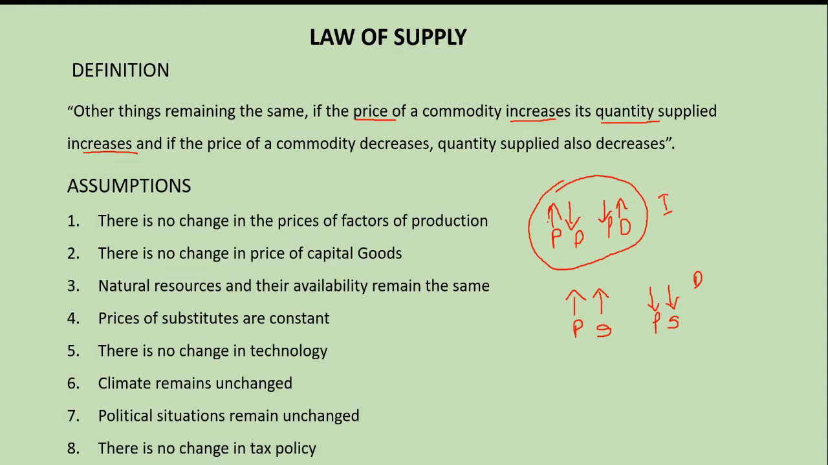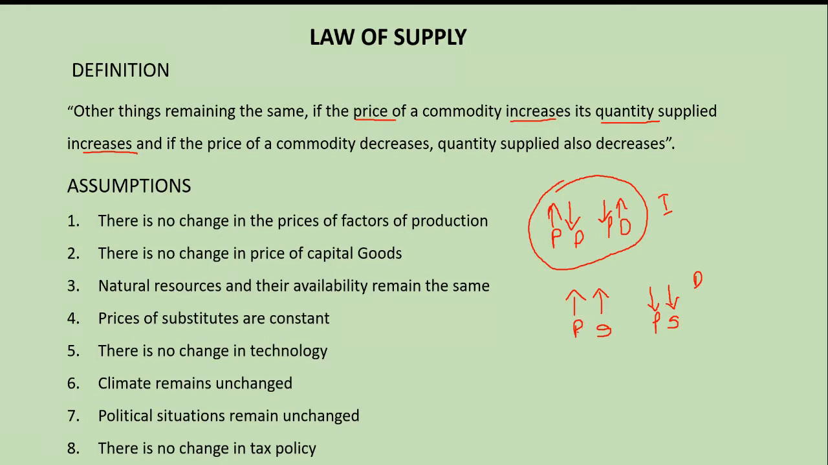The first change must be in the price. Many students write that if demand falls, price should fall. No, the change must be first in the price. If the price increases, the demand falls. If the price falls, the quantity demanded increases. So it is an inverse relationship.